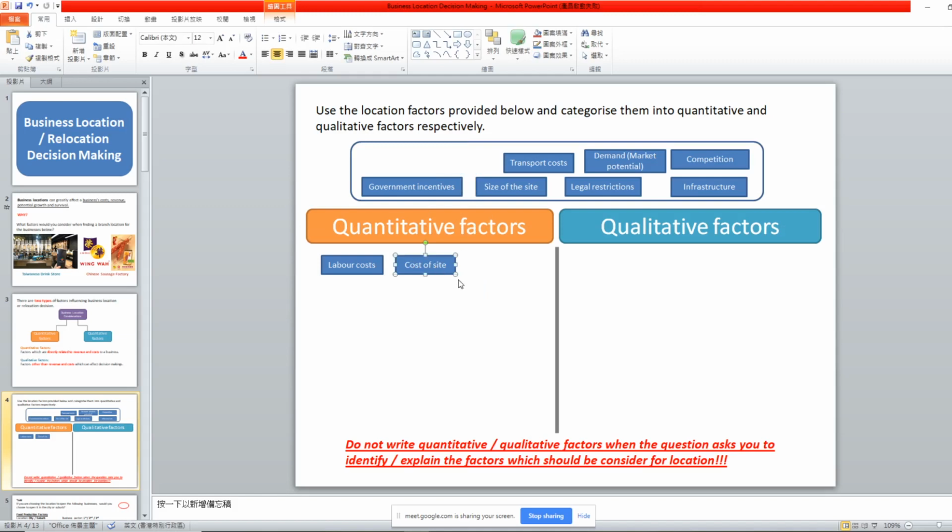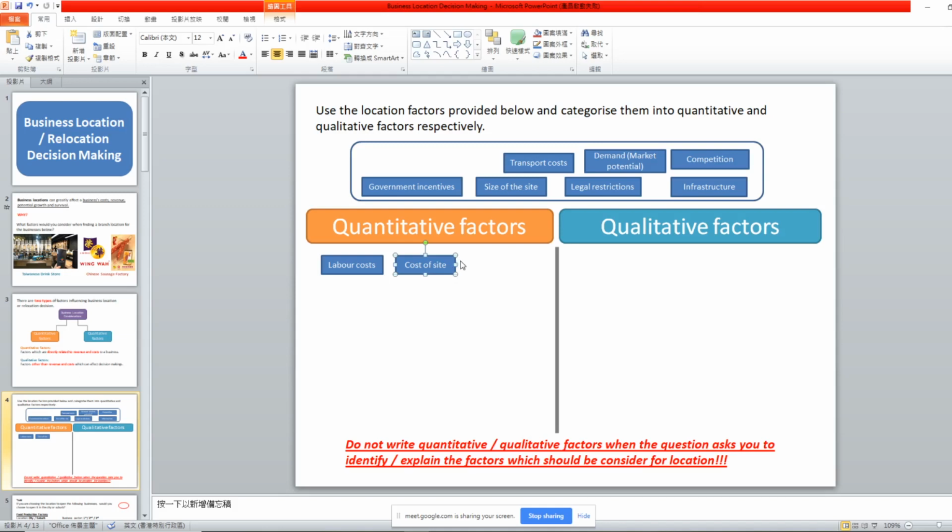When you try to locate your business, of course you are going to take a look at how much it costs to buy that land or to rent that shop. So here, it's all about buying or renting. That is very obvious. It's going to be directly related to your costs.